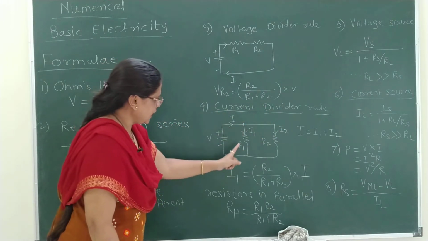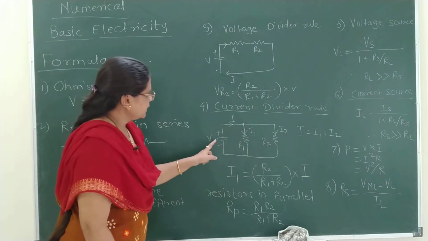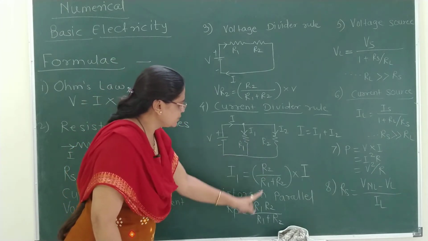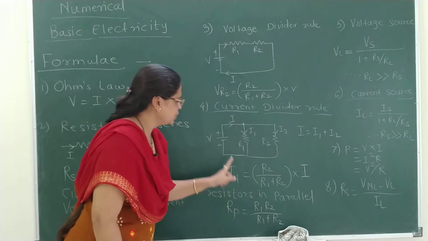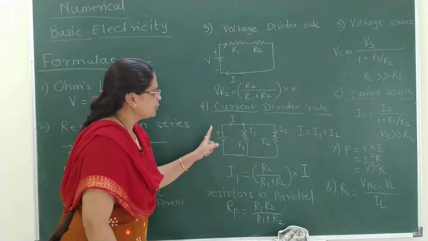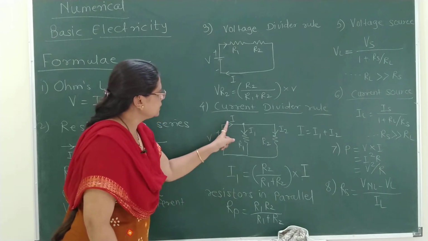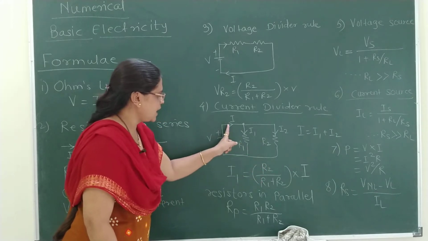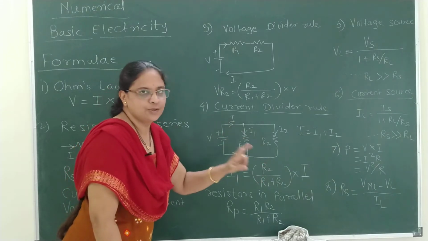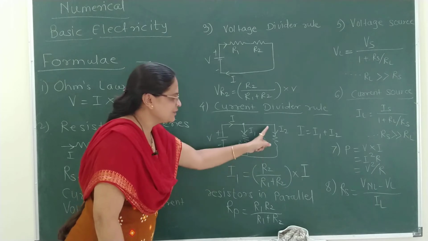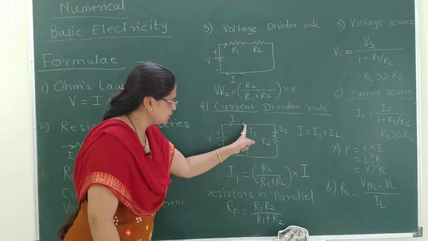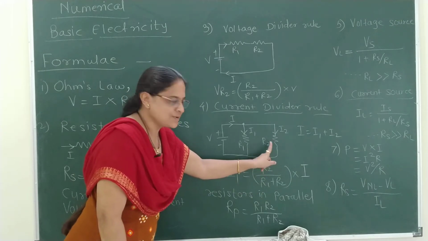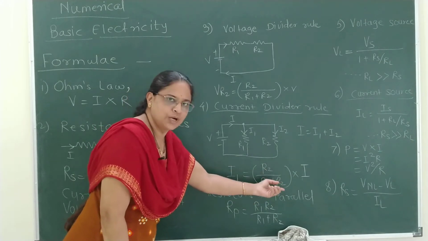Next, the current divider rule, as resistors are connected in parallel. Here, first we have to calculate the total resistance, that is the parallel effective resistance, R1 R2 upon R1 plus R2. Current can be calculated as V upon Rp. Then the total current is used to find the current through each branch, as total current I gets divided into two branches. I is equal to I1 plus I2. So how to calculate current through R1? For that, use in the numerator the other parallel resistance value: R2 upon R1 plus R2, into I.